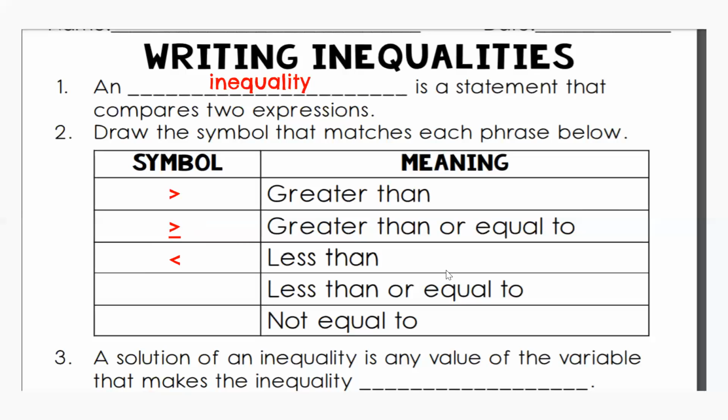Less than is obviously the opposite of the greater than symbol. This would mean that the larger number is to the right of the symbol. So 2 is less than 20.